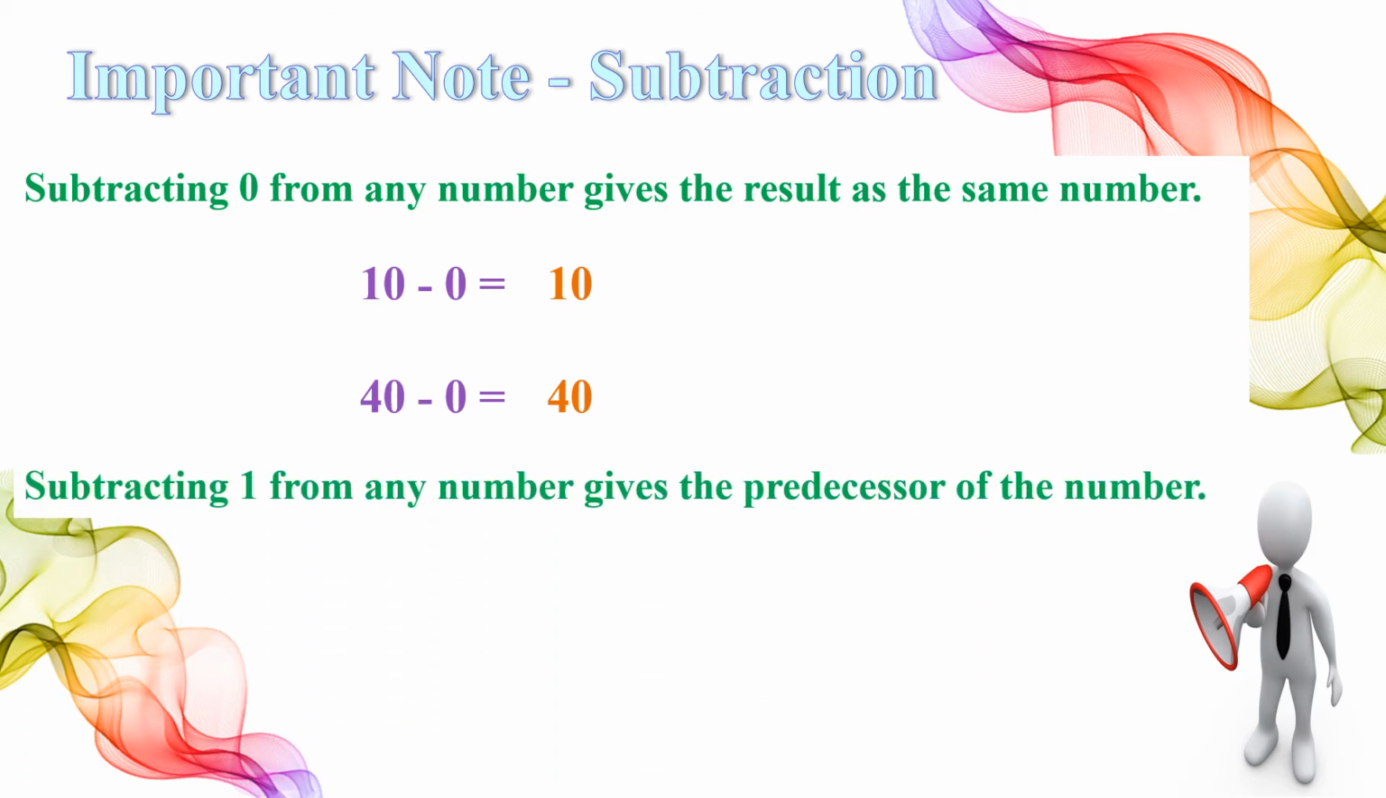Rule number 2, subtracting 1 from any number gives the predecessor of the number. That is 10 minus 1, which is equal to 9. So 9 is the predecessor of 10. Similarly, 59 minus 1, which is equal to 58. 58 is the predecessor of 59.